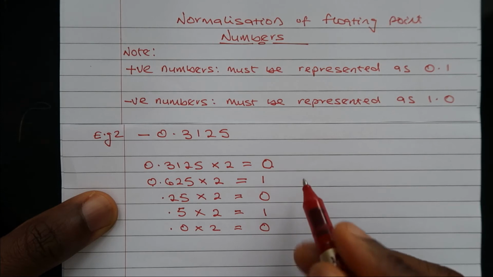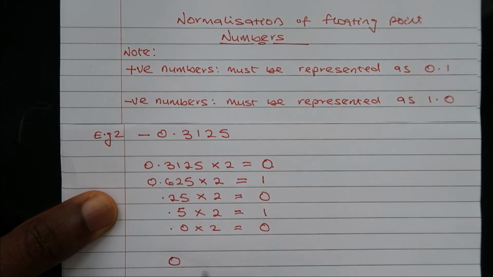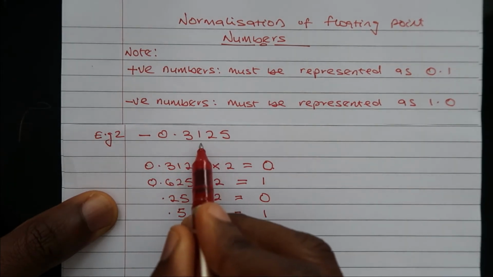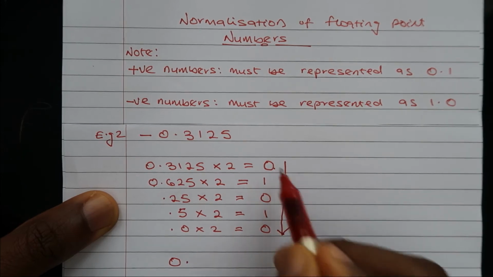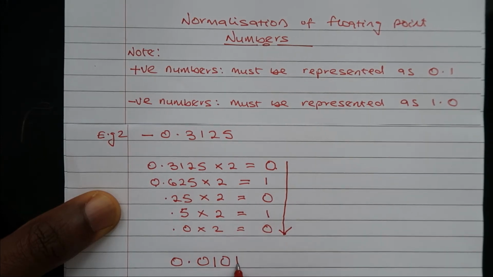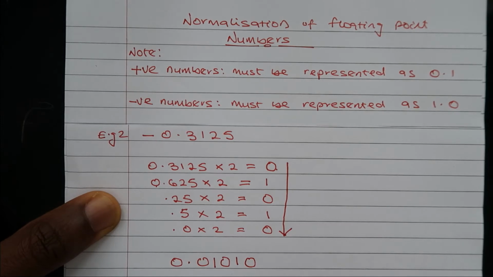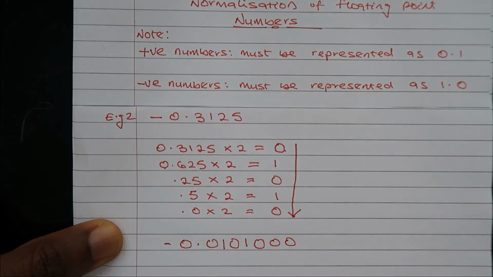Okay, so to express this now, what I have is 0. So I write down the 0 point. Now for 3125, I'll take the digits in this order. So I'll have 0, then 1, then 0, then 1, and then 0. Okay, now let's not forget that this is a negative value here. It doesn't matter, I could have more leading zeros here. It doesn't matter.